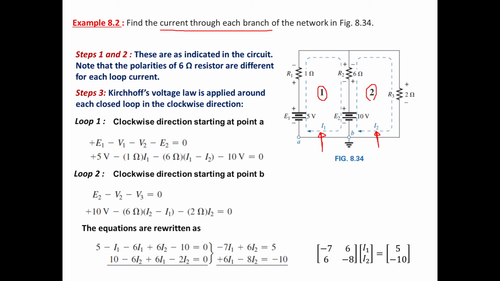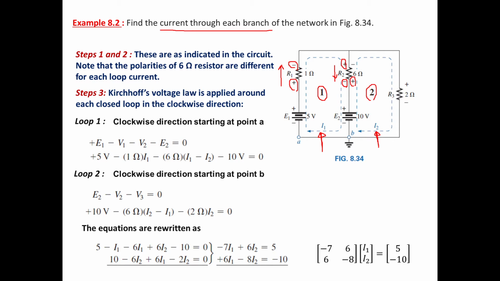After we assume, we mark the polarity. Why is this point positive and this point negative? Because according to our assumption, the current is flowing like this in resistance R1, so this point is plus and this point is minus. Why in R2 is this point positive? Because the current is flowing from top to bottom in mesh 1.